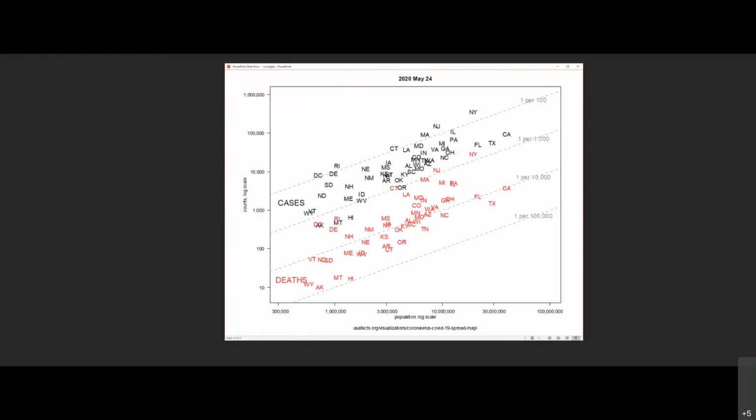Here's the spatial analysis. This is pretty old. What I did was I looked at the logarithm of the population of each state on the x-axis, and the logarithm of the number of cases. Those are the black, and the logarithm of the number of deaths. Those are the red. So it's a compact way of summarizing all of the data for the 51 states in the United States. And those diagonal lines show the incidence per 100,000, per 10,000, per 1,000, and so forth. So I think that's a very convenient way of understanding the differences between the states.